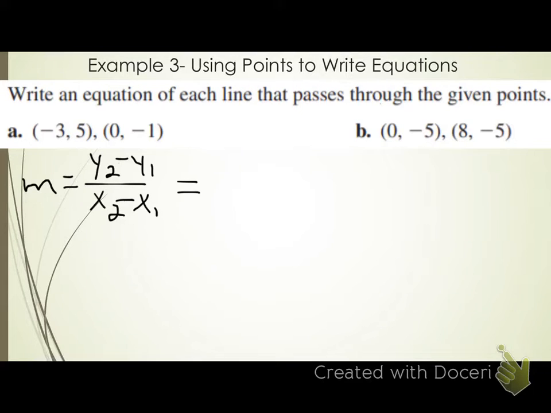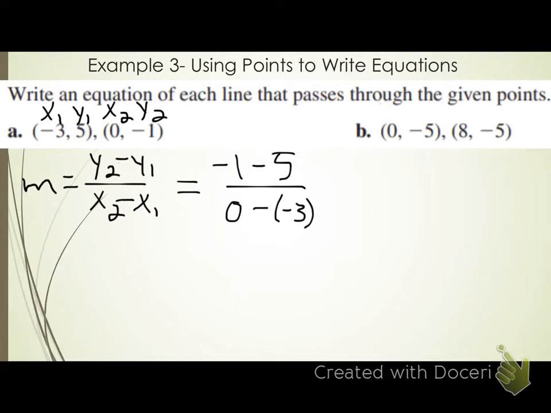So what's my second y value? Negative 1. Bring your minus sign over from the formula. What's my first y value? 5. Over. What's my second x value? 0. Bring your minus sign over, and what's my first x value? Negative 3. We okay with how I plugged into the slope formula?